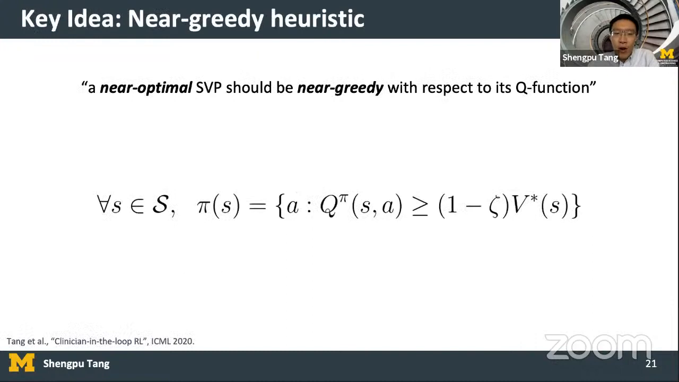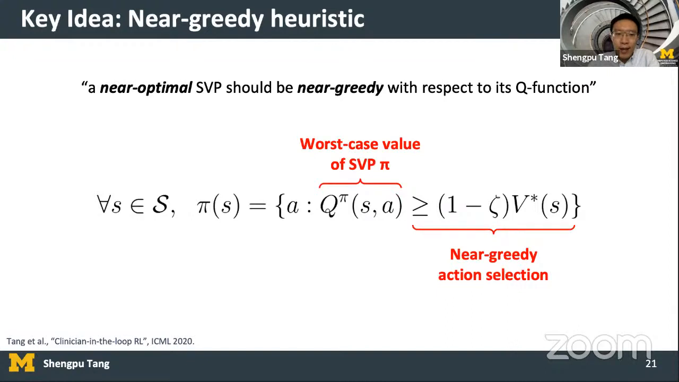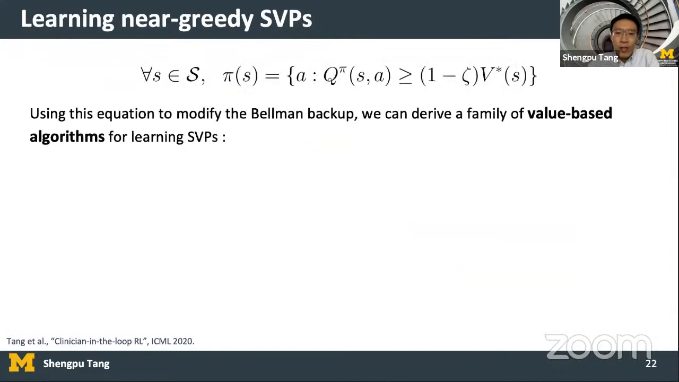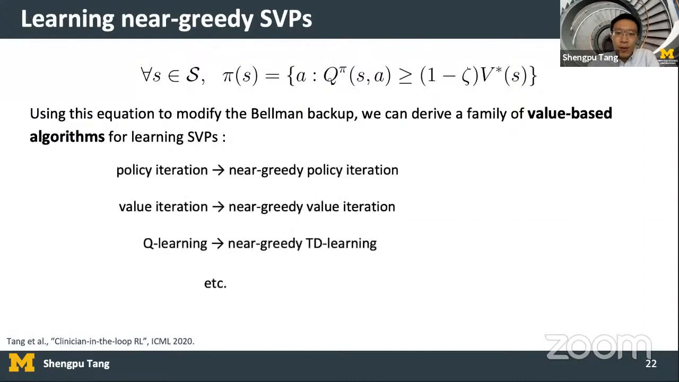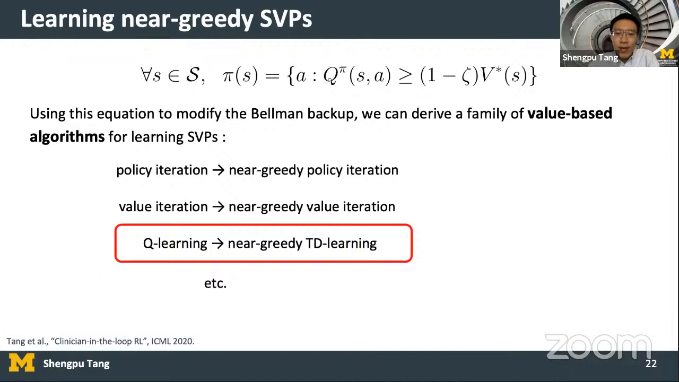Here's the key idea of our approach in a nutshell, the near greedy heuristic, which says a near optimal set value policy should be near greedy with respect to its Q function. You can think of this as a near greedy action selection with respect to the worst case Q value of pi. Using this equation, we can derive a family of value-based algorithms for learning set value policies. Specifically, we'll examine a temporal difference variant based on Q learning.